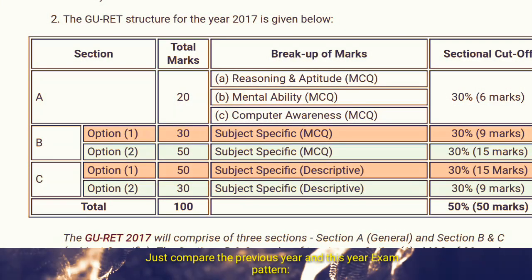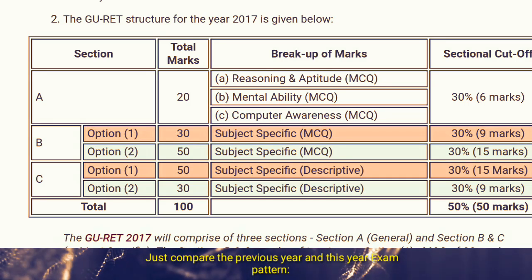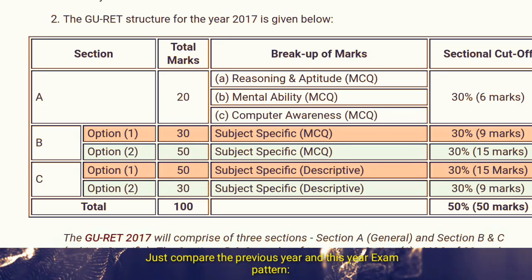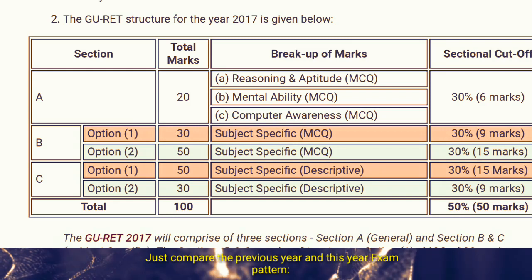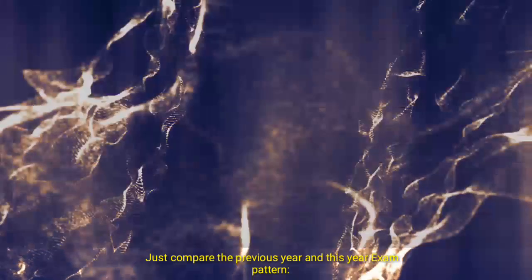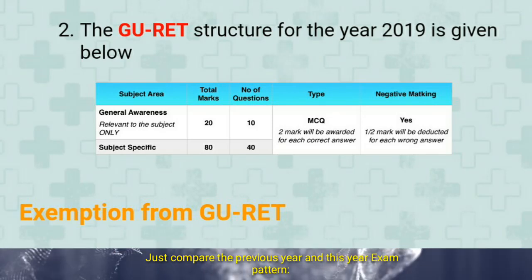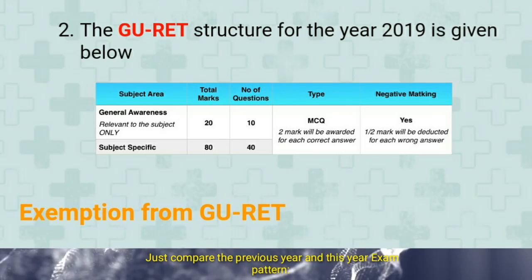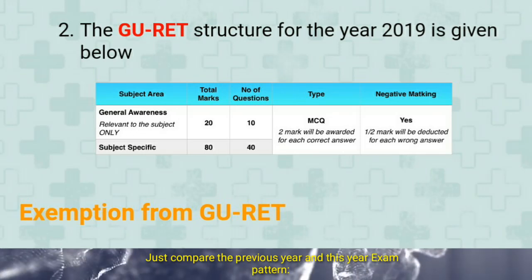Just compare the 2017 question pattern and the mark distribution with the 2019 pattern. They are very different. This year reasoning, mental ability, and computer awareness are excluded. There will be no descriptive question this year. There will be only 50 questions bearing 2 marks each, and for each wrong answer, half a mark will be deducted.